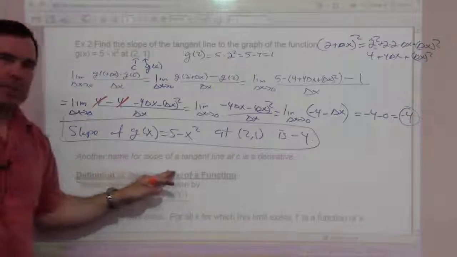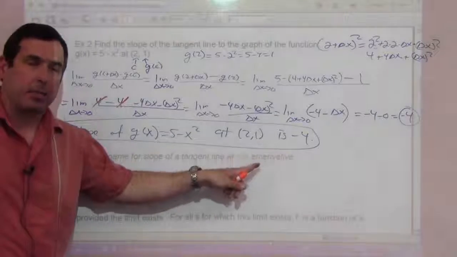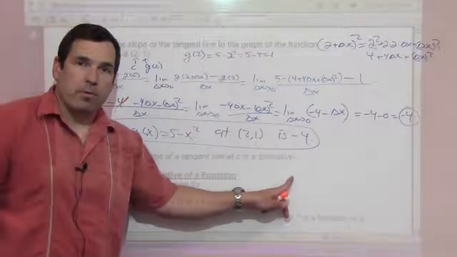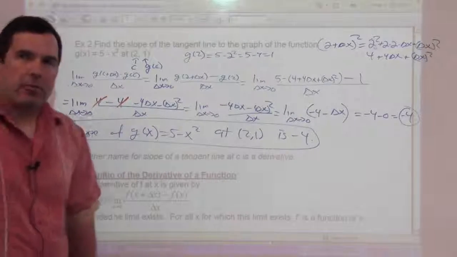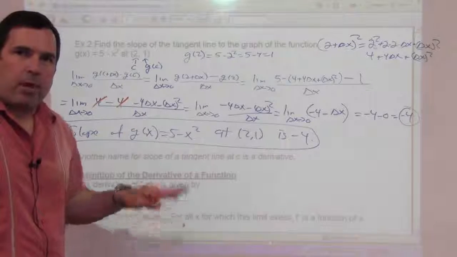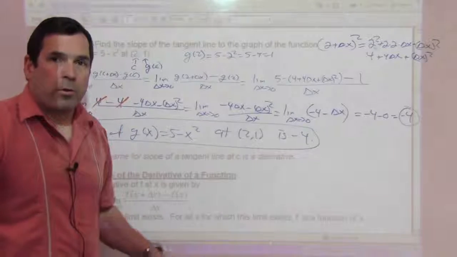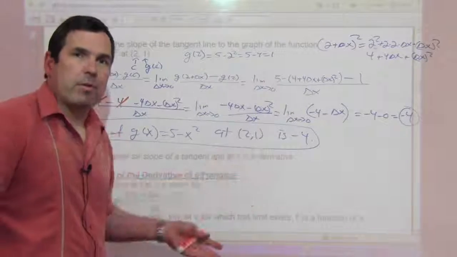Now, another name for the slope of a tangent line at point c is the, let's everyone say it together, derivative. Let's say it together again. Derivative. Yep, one more time, derivative. It's the derivative. The slope of the tangent line at any given point is the derivative. Now, the derivative has a lot of applications, and we're going to be going through that in this book. That's a big part of our calculus, doing the derivative.